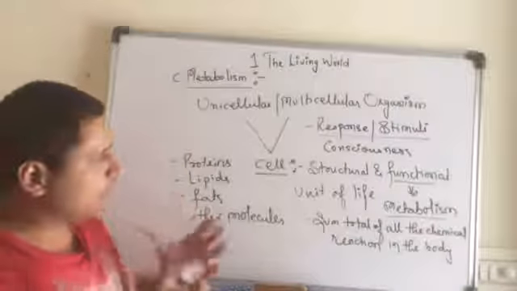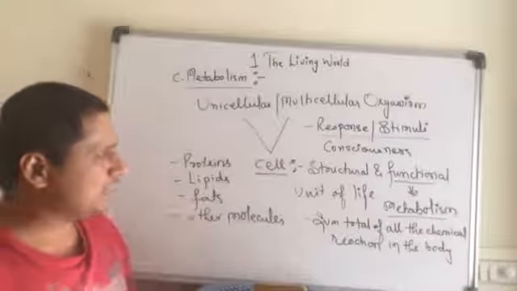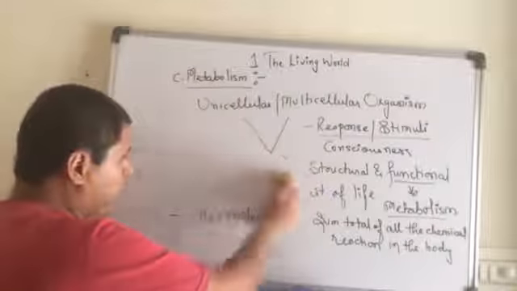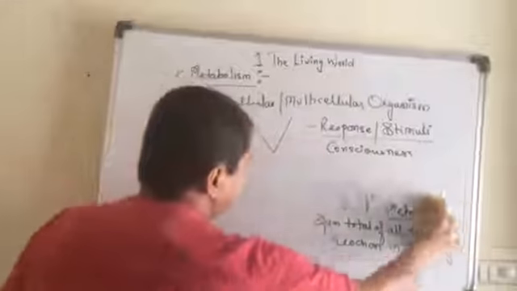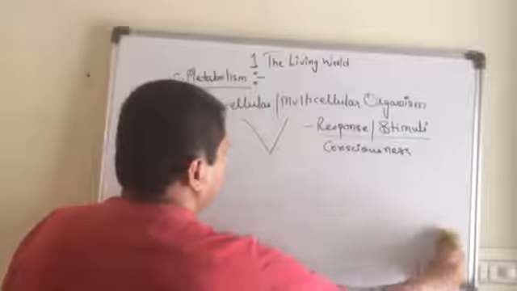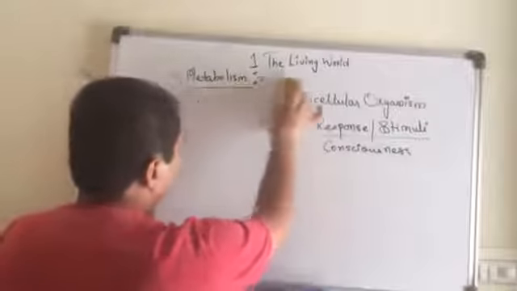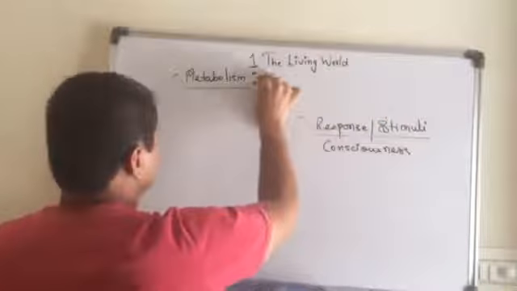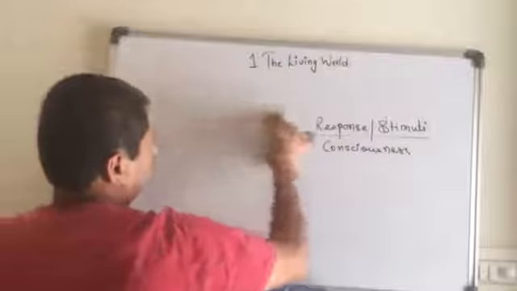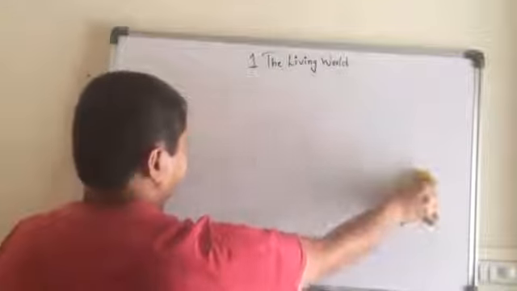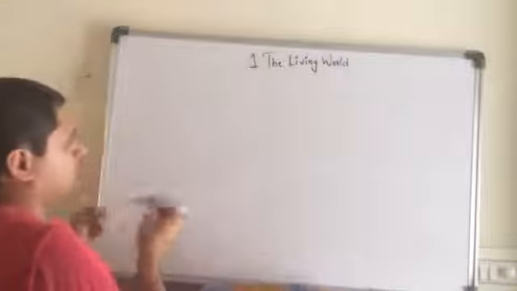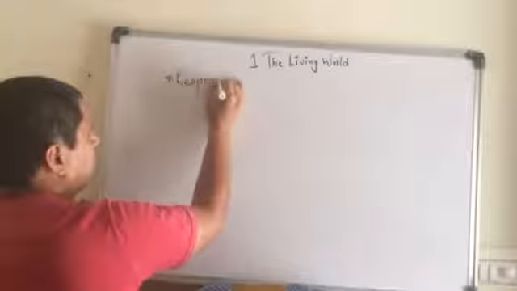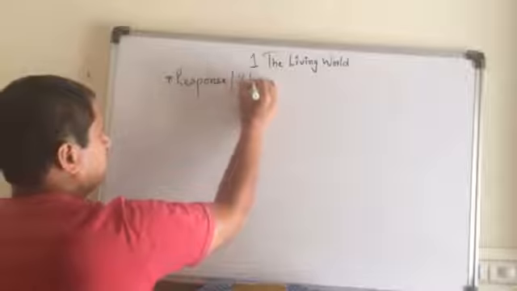Okay. Now let us talk about this response and the stimuli a little, children. I hope you are clear with all the topics, children, so that it will be very easy for you to learn and read the chapter. And this chapter is very easy, children. Now, response and the stimuli.